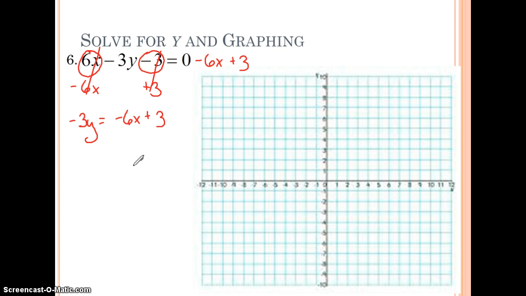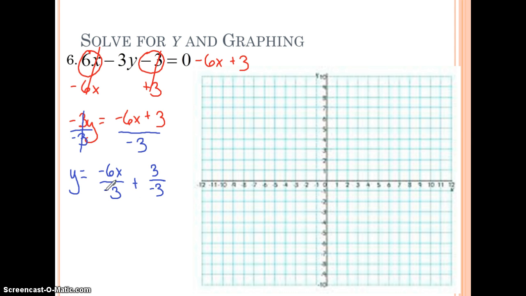Now I need to undo this negative 3 by dividing by negative 3. Make sure you bring that negative along for the trip. Now that these 3's will cancel out, I am left with just y. And over here, just like in the last one, I can break it apart: negative 6x divided by negative 3 plus 3 over negative 3. As you can see, I still have my common denominator. That's why I can break them apart like that.